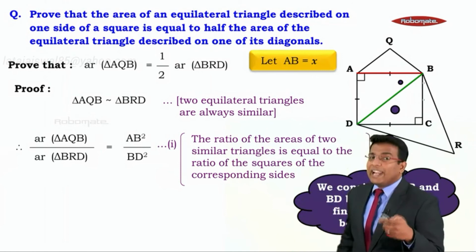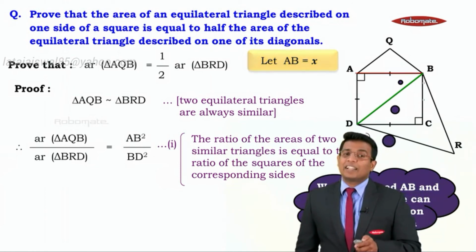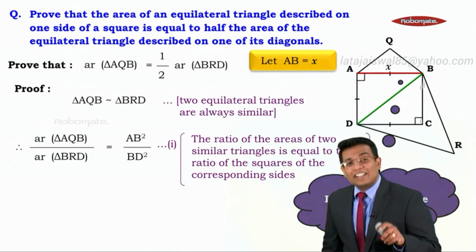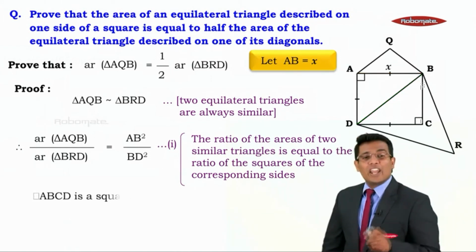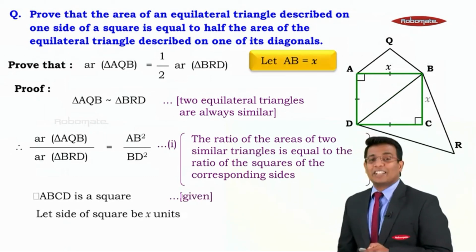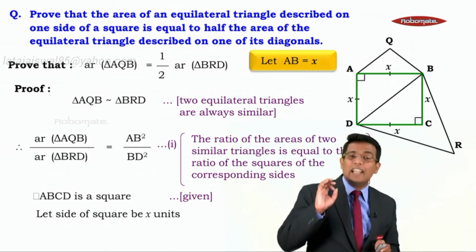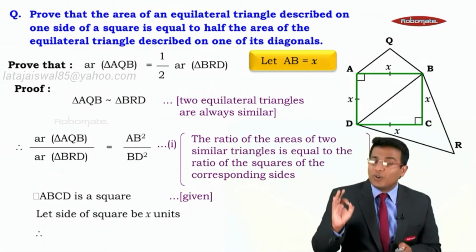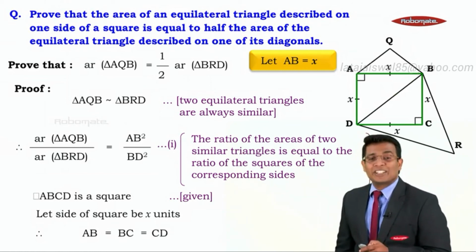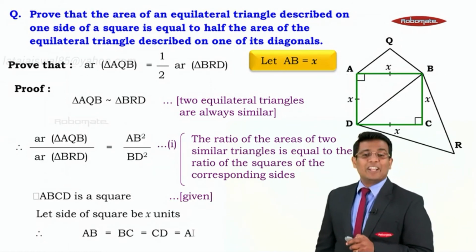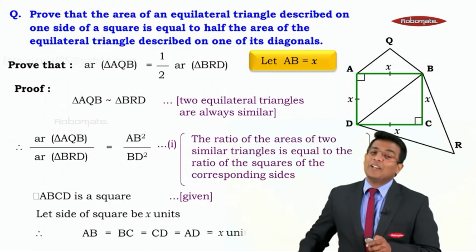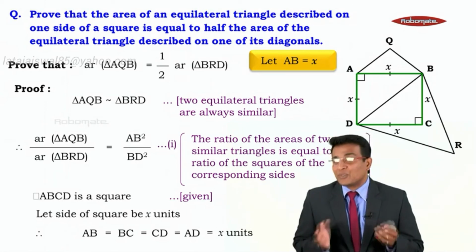Now, for getting that, let's say we take AB to be x. That means we are saying that we are taking the side of the square to be x. So we write ABCD is a square, and we are going to consider the side to be x. That means each of the sides, that is AB is equal to BC is equal to CD is equal to AD, all this will be equal to x units, right? Because they are all the sides of a square.